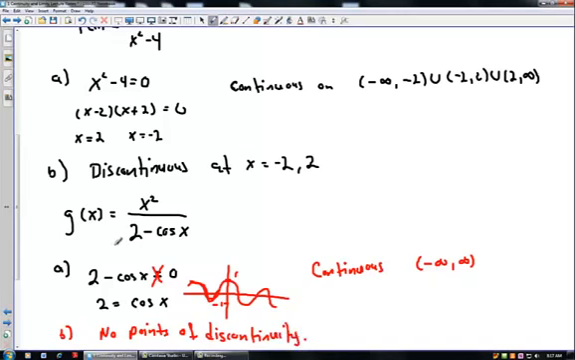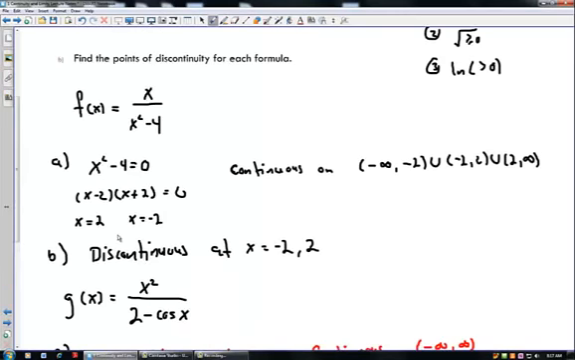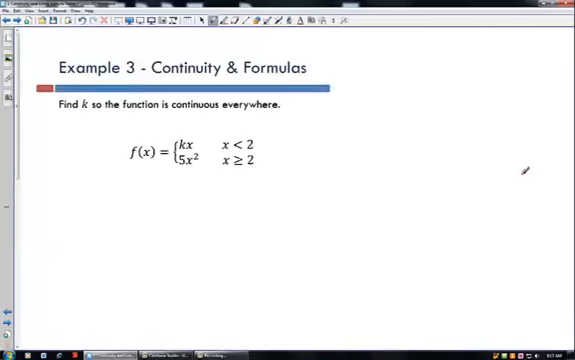So this is a function that is continuous everywhere, whereas this f of x is continuous almost everywhere except for these 2 points, x equal 2 and x equal negative 2. So it's just continuous on these 3 intervals. So I want to do one more. I want to do a piecewise defined function.